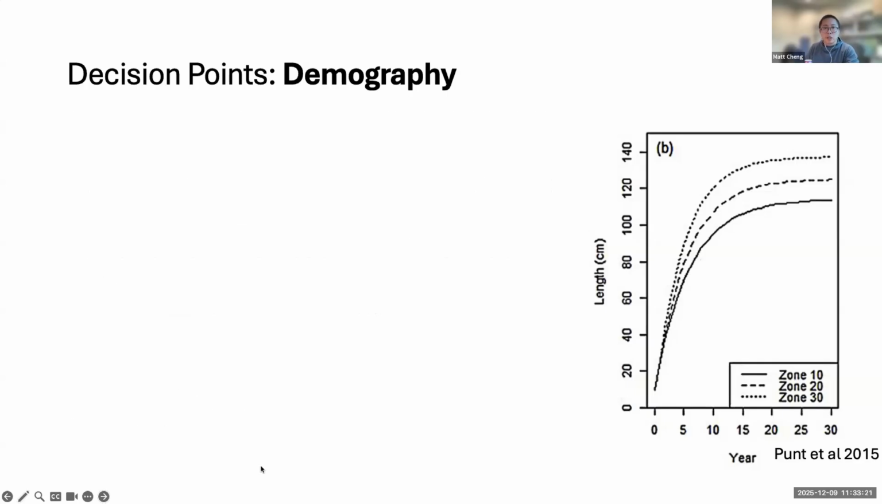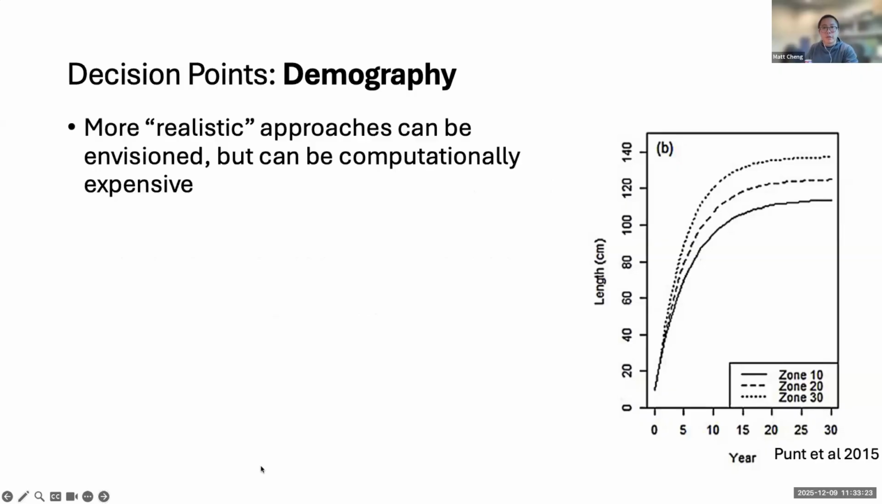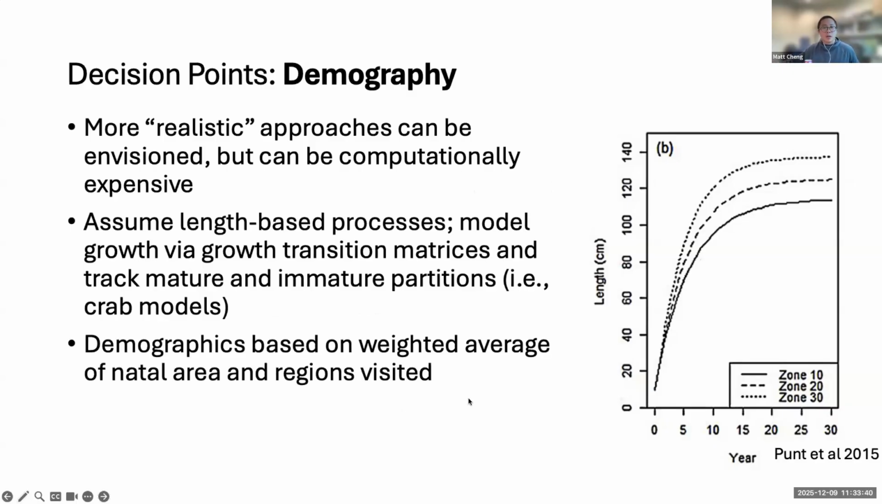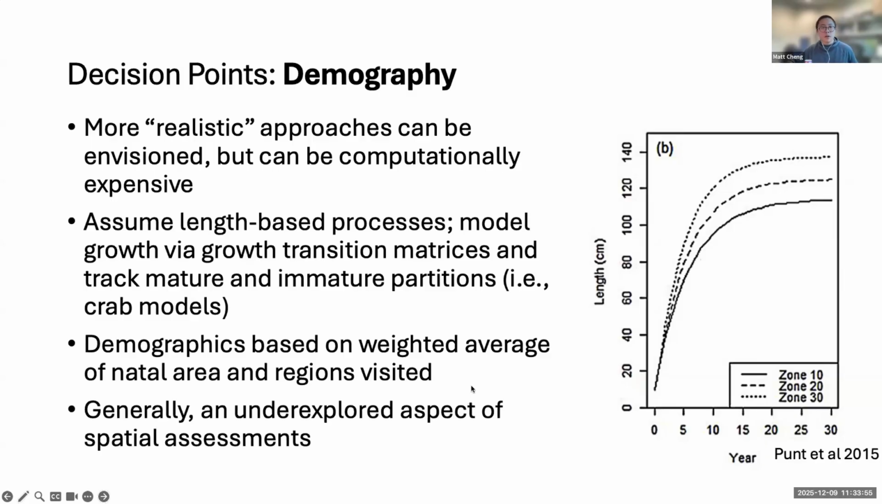And so we might envision some different approaches for modeling demography across space, right? We might assume that changes in demographic rates are length-based processes, or model growth via growth transition matrices, or explicitly track mature or immature partitions. We might also determine spatially varying demographics based on a weighted average of the natal area as well as the regions that a given cohort visits. But I think a lot of these different approaches have remained a pretty unexplored aspect of spatial assessments.